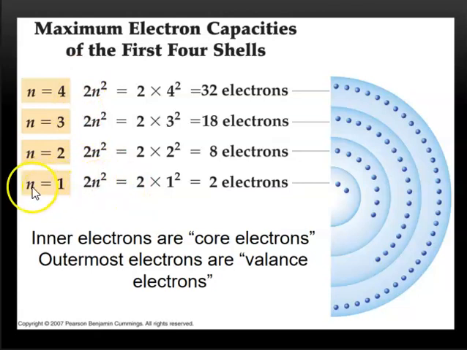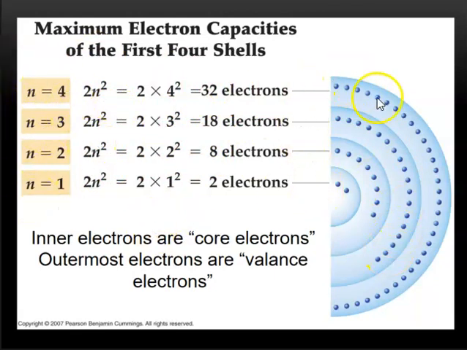So how many electrons can go into the first energy level? 2, right? How many can go into the second energy level? So you put in 2 for n here. That's 8, and so on and so on. So this is a handy equation that you can calculate how many electrons can fit into the energy levels.